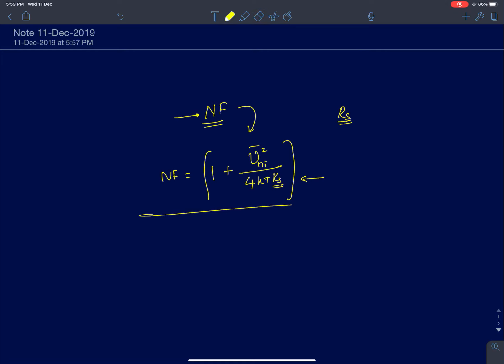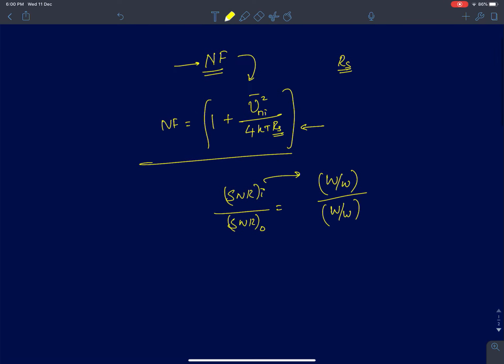But if you come from the definition of noise figure, it is actually SNR at the input by SNR at the output. Now we know signal to noise ratio is essentially the ratio of two powers, signal power by noise power. So the units will be watt by watt divided by watt by watt. So the unit of noise figure will be in dBs.